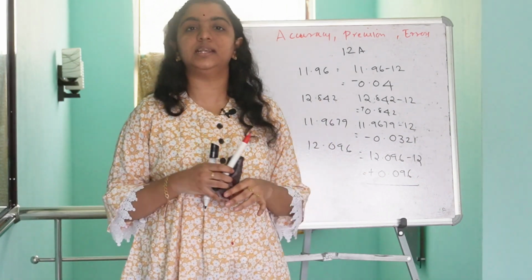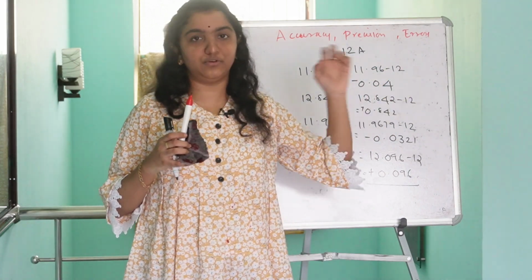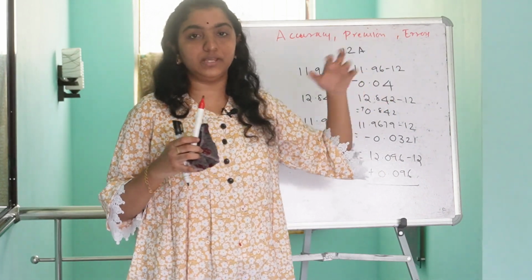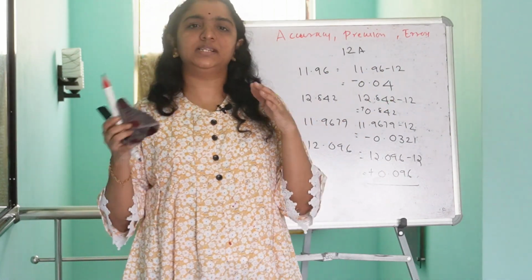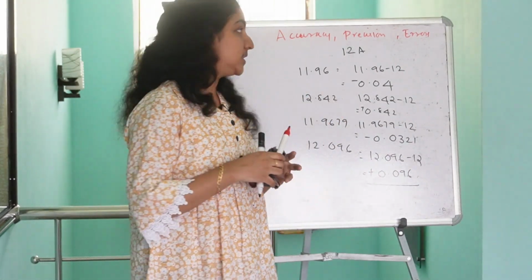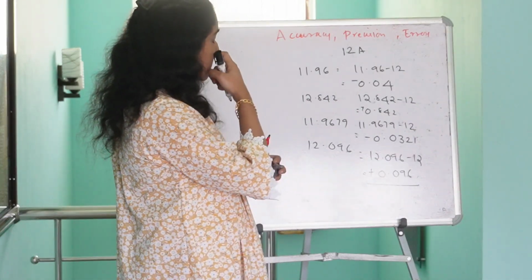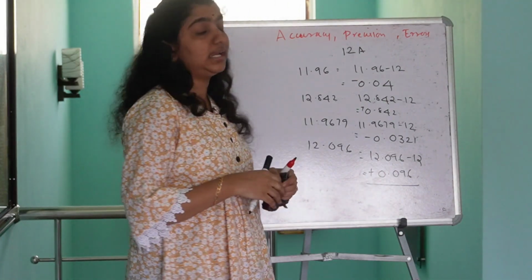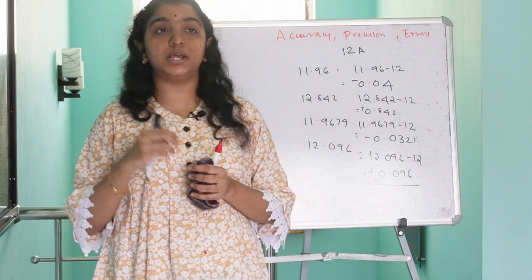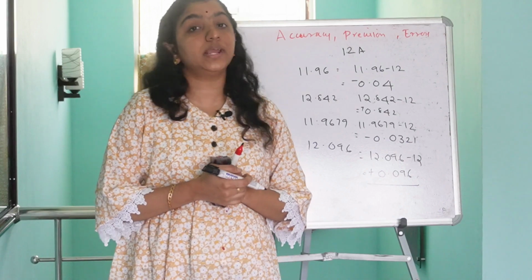For finding the error in a given measurement, we need to know the actual value of the physical quantity. By finding the difference between the measured value and the actual value, we can find the error. Suppose in the examination you are asked to find the errors in the individual measurements, and you are also asked to find the most accurate value also.